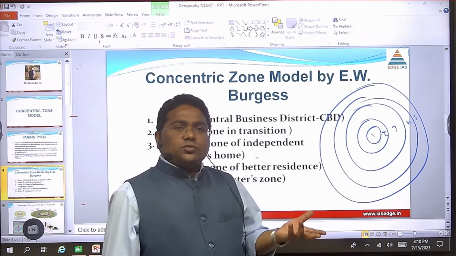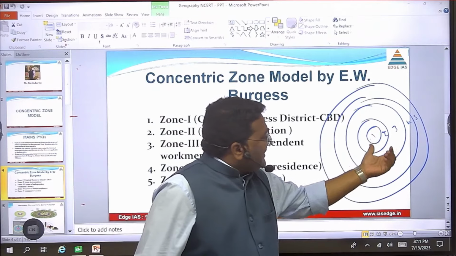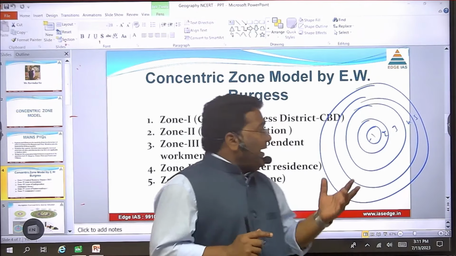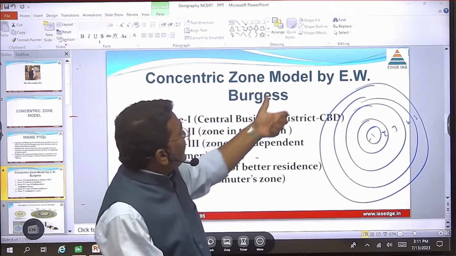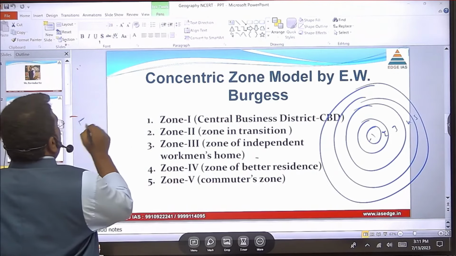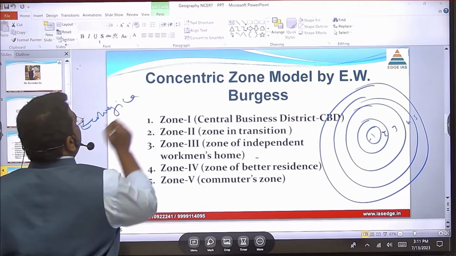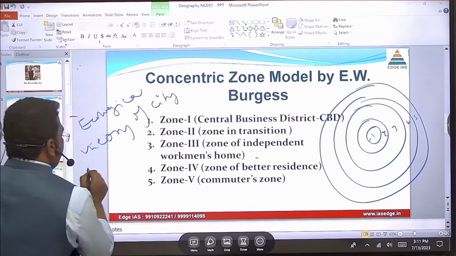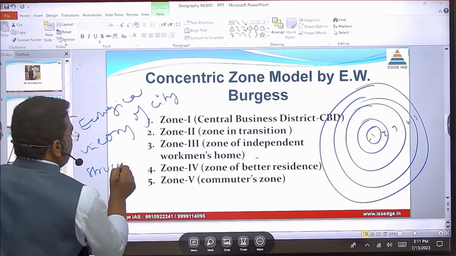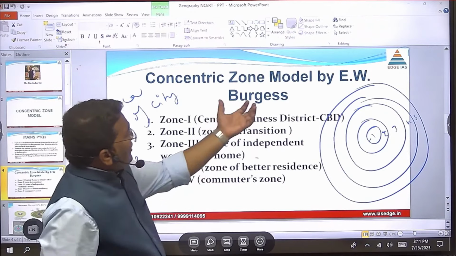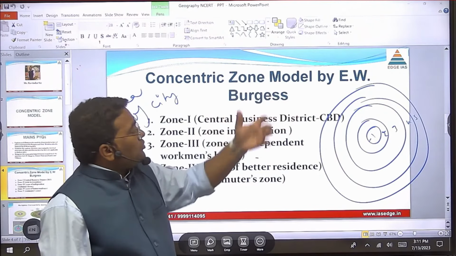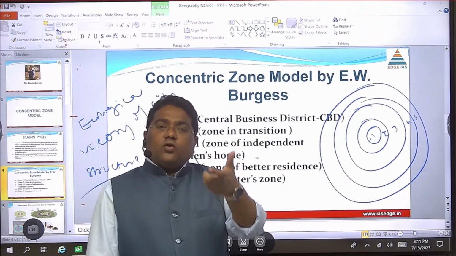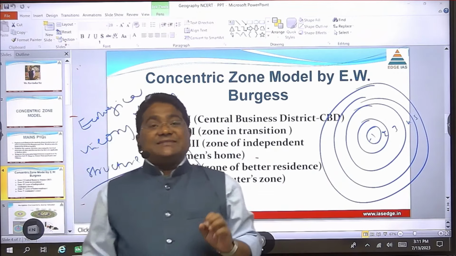Of course that is true also: if you take the inner city, the land value is high. He mentioned this in the concentric zone model, which is also called the ecological theory of city structure. In this theory, he propounded five zones, and the first zone is the CBD.